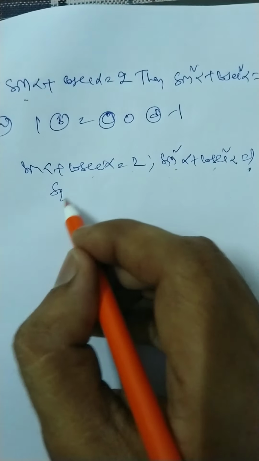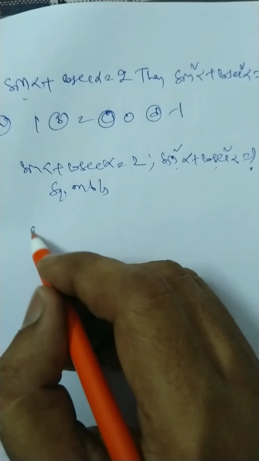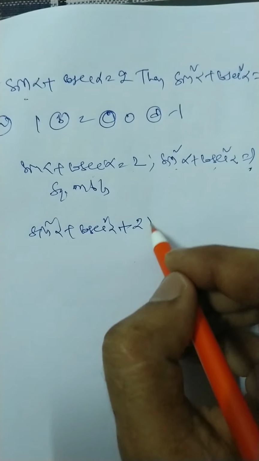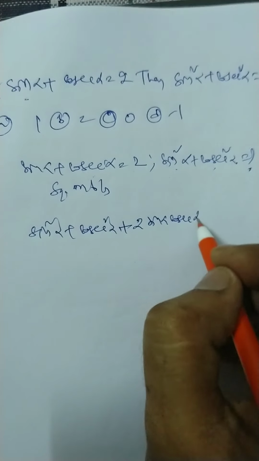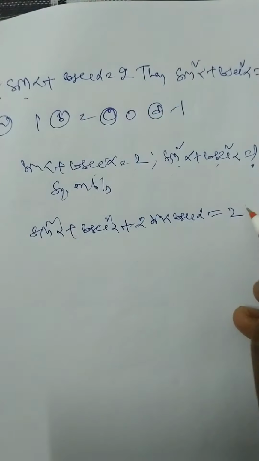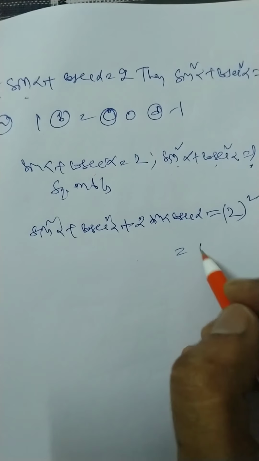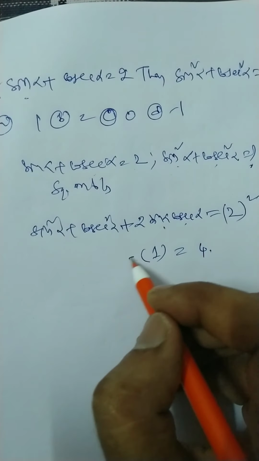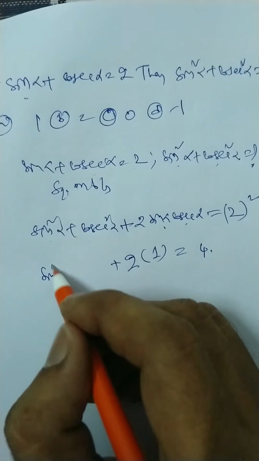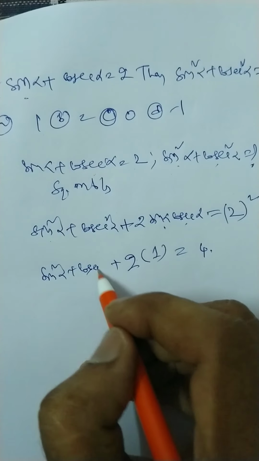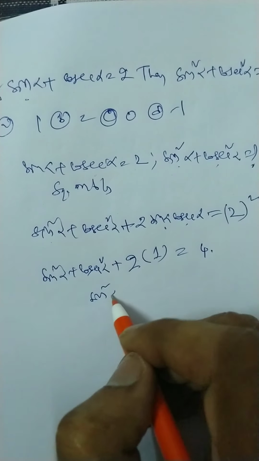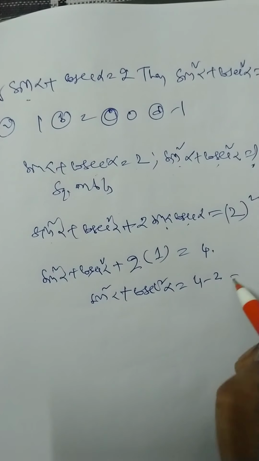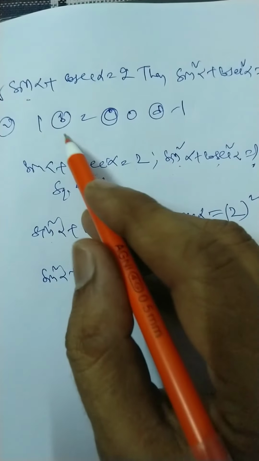So squaring on both sides, you can see that sin square alpha plus cosecant square alpha plus 2 sin alpha cosecant alpha is equal to 2 square, so 4 you get. Here sin alpha into cosecant alpha is 1. So we need sin square alpha plus cosecant square alpha, which is equal to 4 minus 2, that is 2. The right option is B.